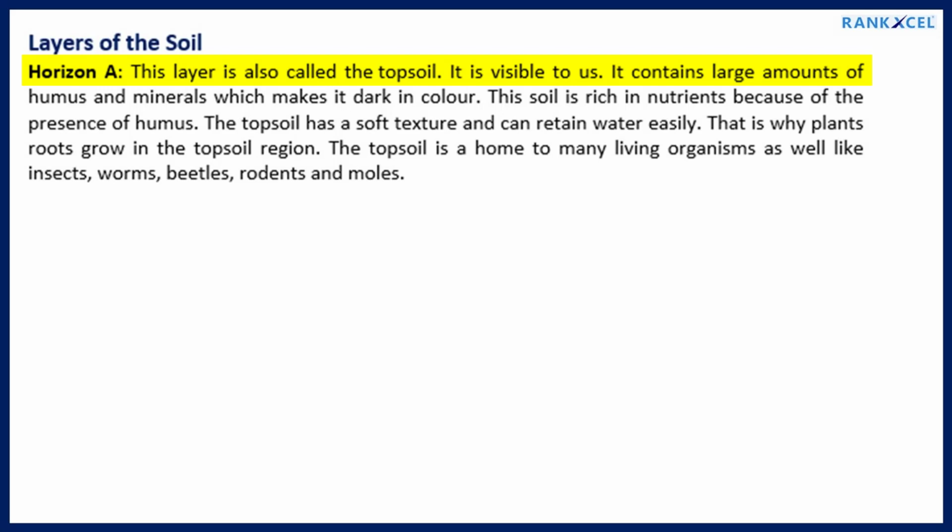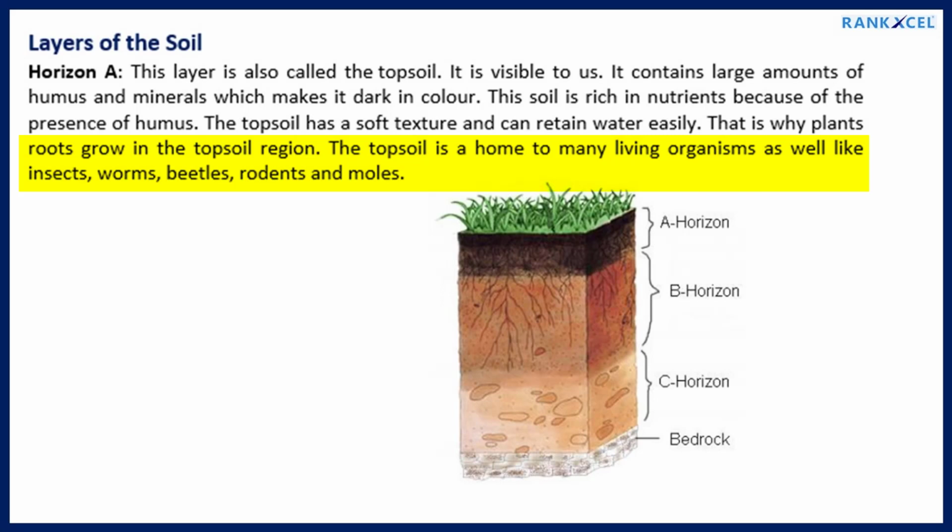It is visible to us. It contains large amounts of humus and minerals which makes it dark in color. This soil is rich in nutrients because of the presence of humus. The topsoil has a soft texture and can retain water easily. That is why plants' roots grow in the topsoil region. The topsoil is a home to many living organisms as well, like insects, worms, beetles, rodents and moles.